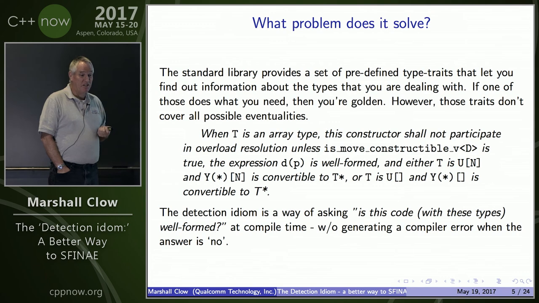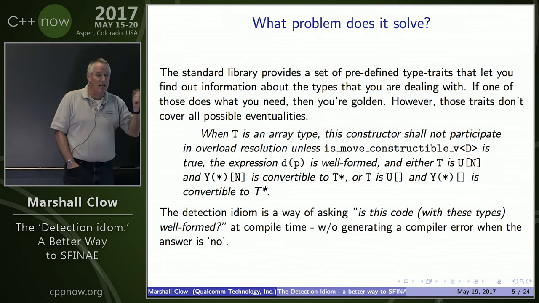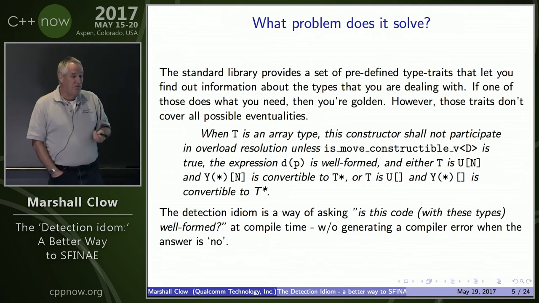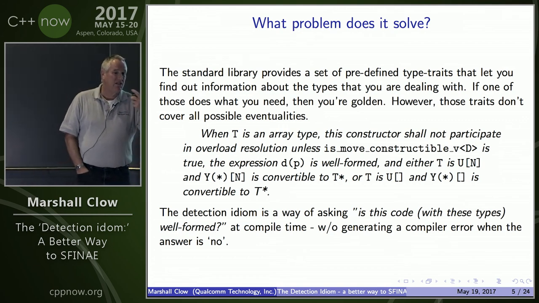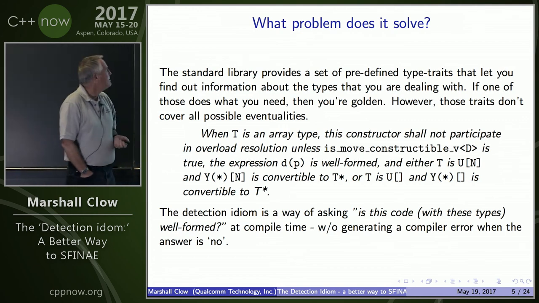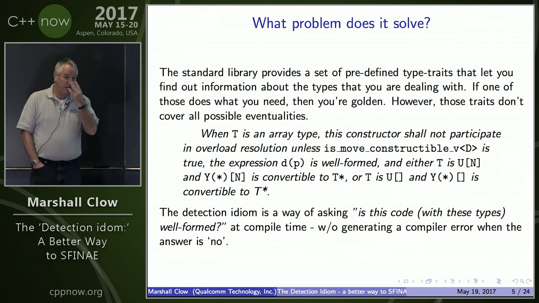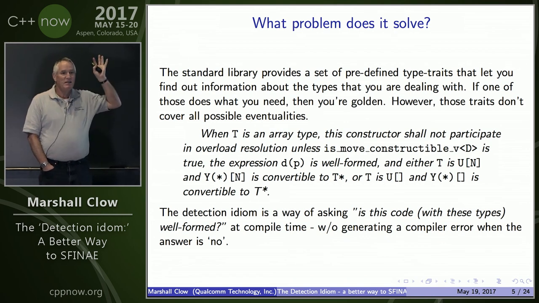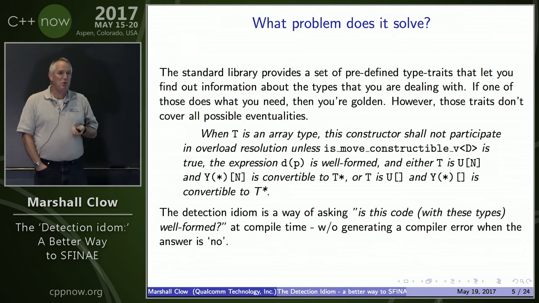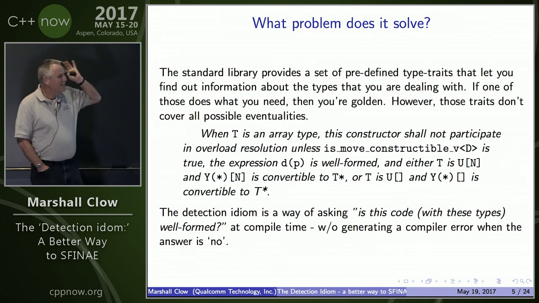Walter, on the other hand, succeeded. The detection idiom is basically a way of asking, is this code with these types well-formed at compile time and not generating an error? If the answer is no, just getting back a compile time Boolean that says yes or no. This is incredibly powerful. How many people here have done a significant amount of template metaprogramming? Just curious. Now that I've described this, how many people think this would be a really handy thing to have? Yeah, exactly.